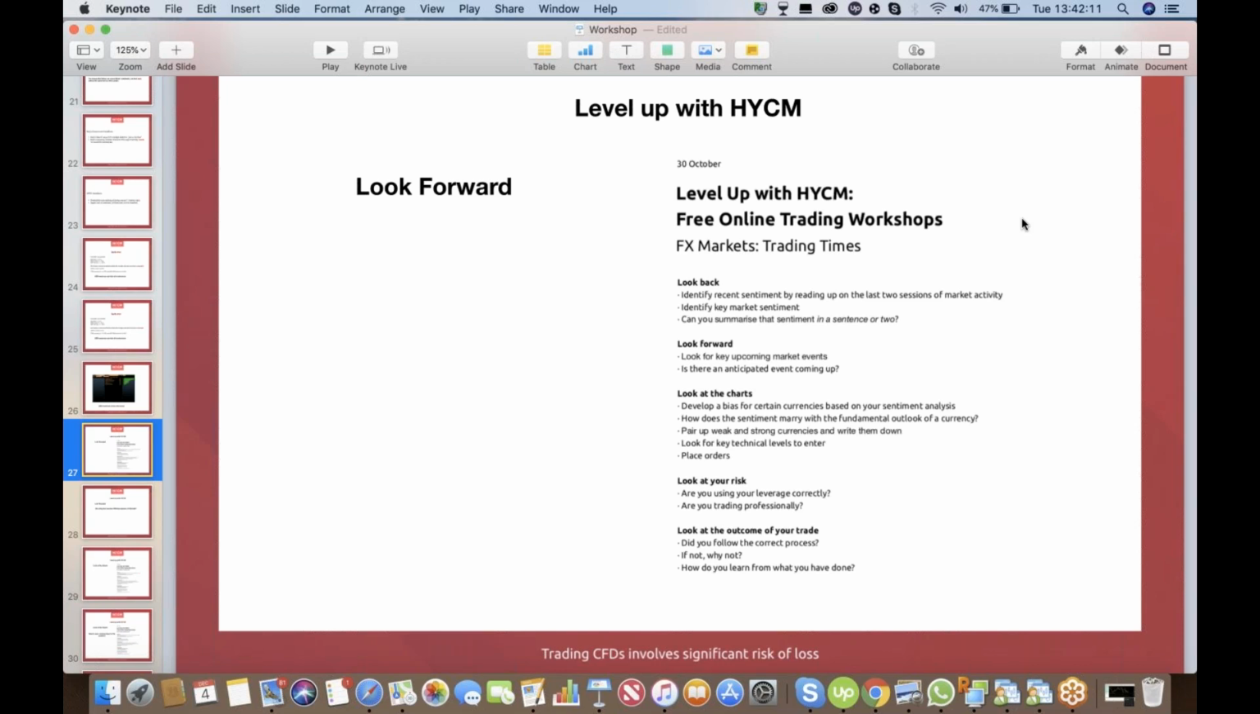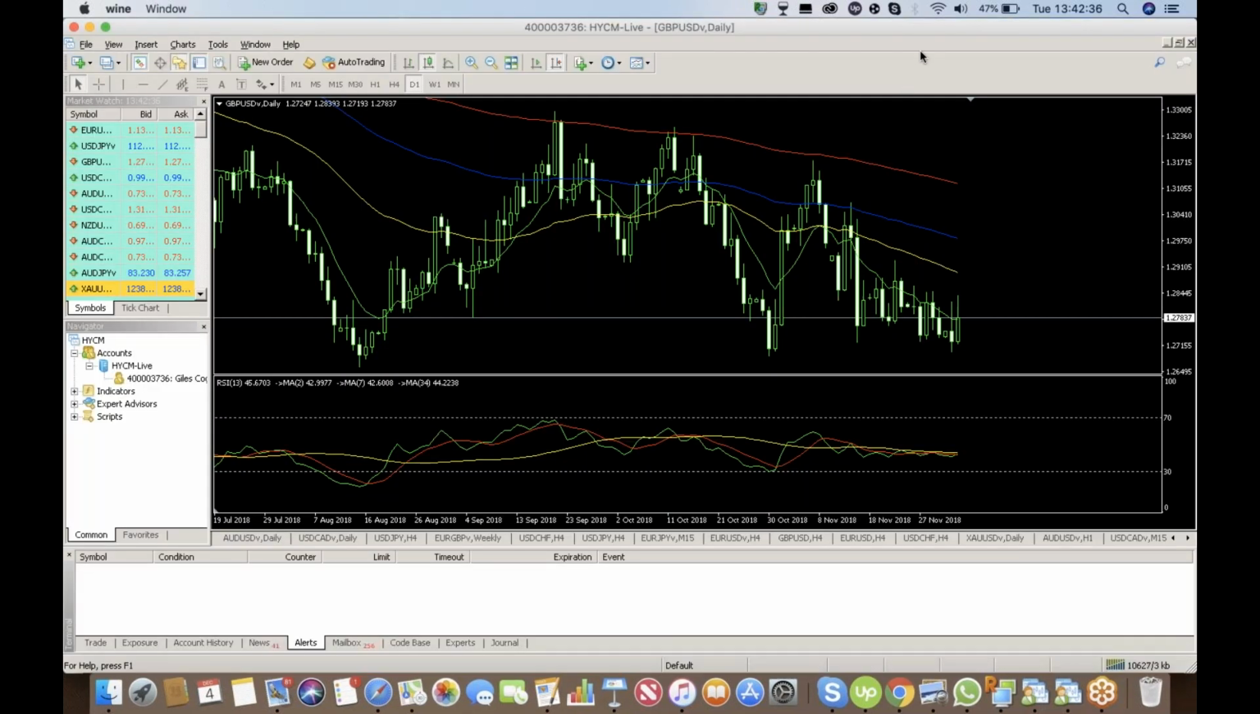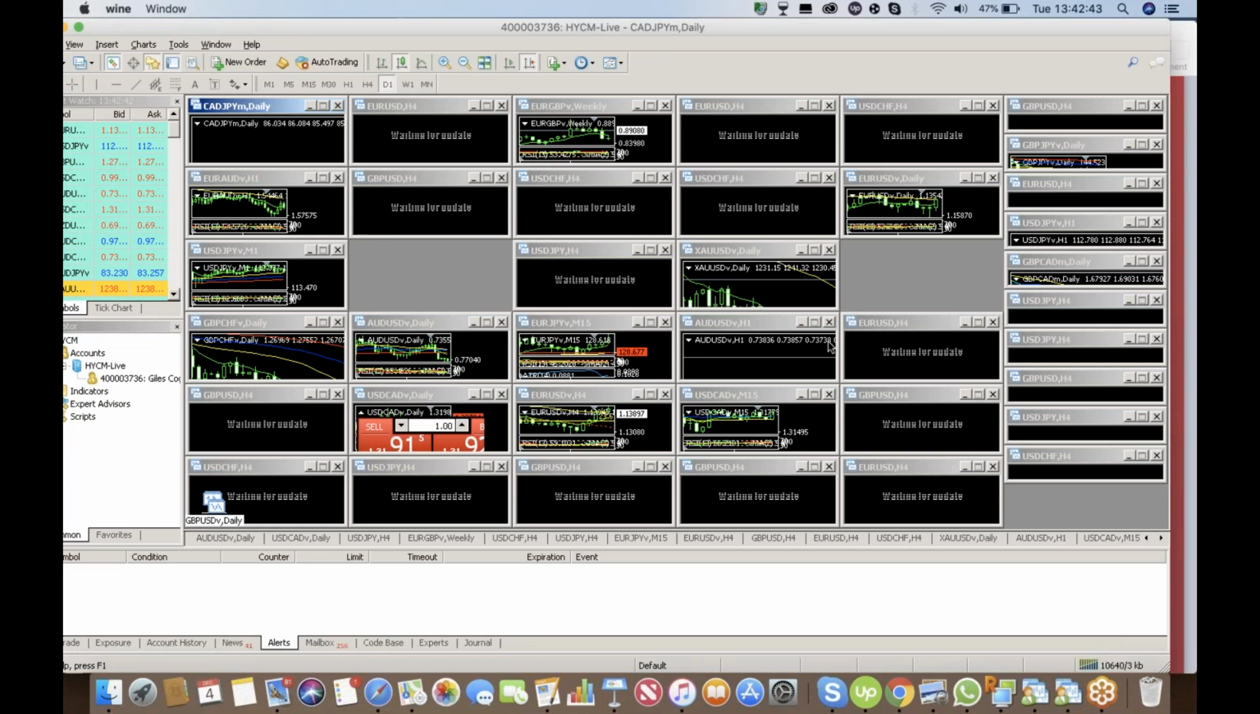So if we have weak US dollar and strong Japanese yen, that would make sense for us to trade the US dollar Japanese yen pair. Okay, we want to look at the US dollar Japanese yen pair. And now that we've done that, we want to then look at the charts. Okay, it's only now that we look at the charts. And as we go to the charts, we want to look at the US dollar Japanese yen pair. Okay, so let's find the US dollar Japanese yen pair.